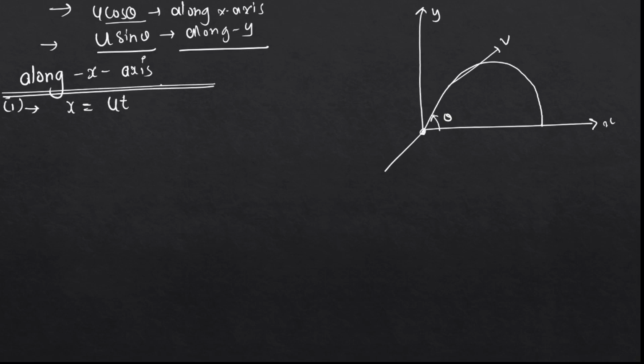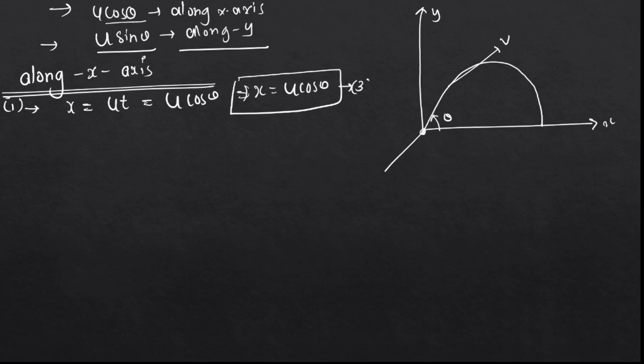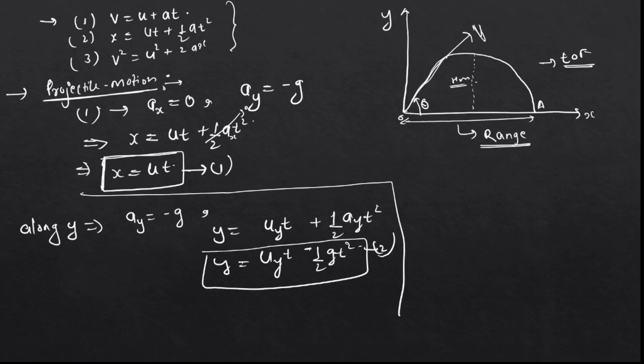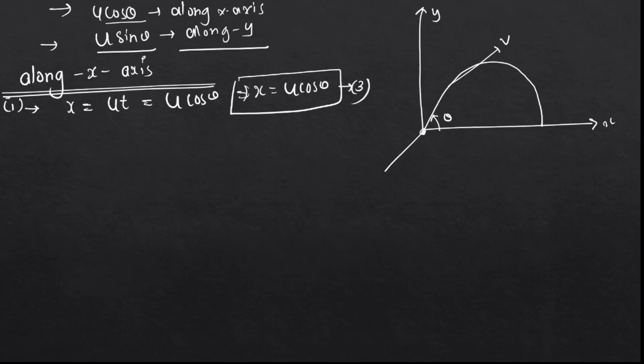From here, u is u cos theta, right? From here x is equal to u cos theta t. Remember this; I'm going to give it equation 3. Now I want to find the final velocity. As this is the initial velocity, I will use the first equation of motion, that is v is equal to u plus at.